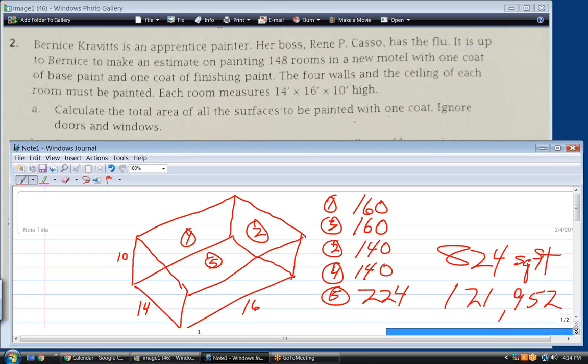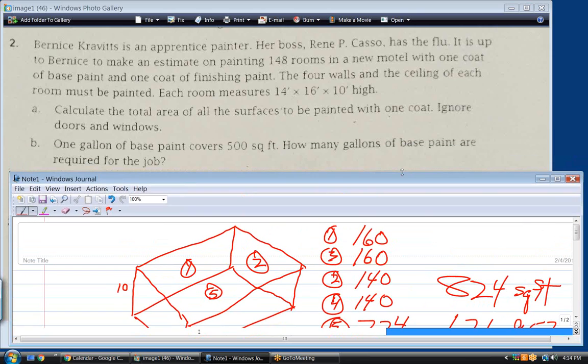But let's try to answer area number one. Calculate the total area of all surfaces to be painted with one coat. We just did it. Okay. 121,952. Part B. 1 gallon of paint covers 500. How many gallons of base paint are required for this job?